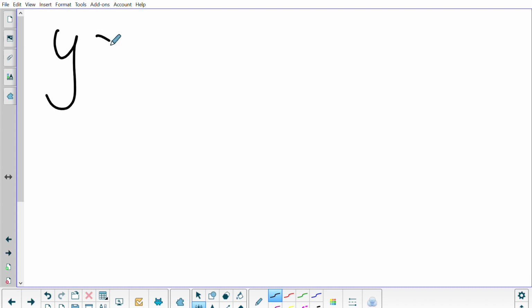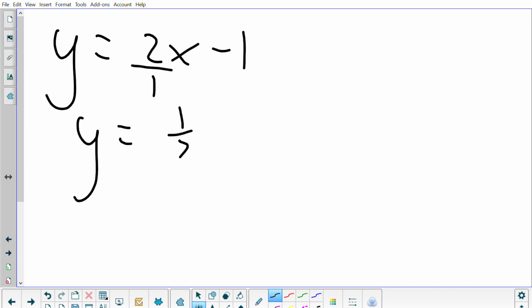So to do another perpendicular, let's say that they gave us 2x minus 1. So this is an inner fraction, so we would make it go over 1. We would flip the fraction, and since there's no symbol in front, we're going to say plus. We would change the symbol to make it perpendicular, then plus b, and then we would solve for b.